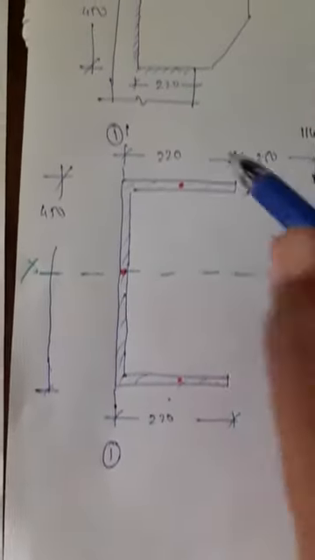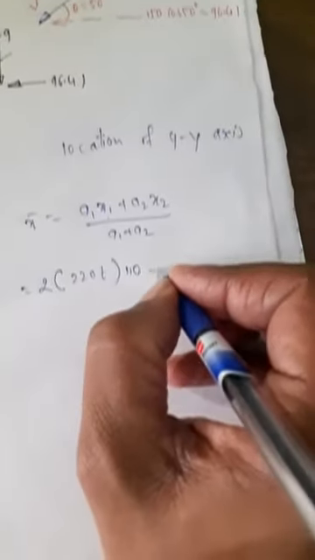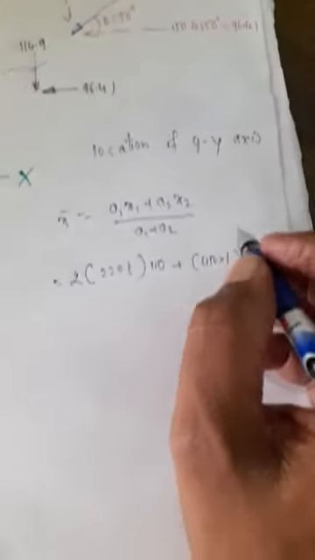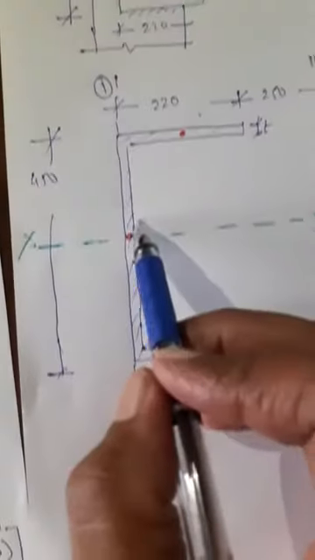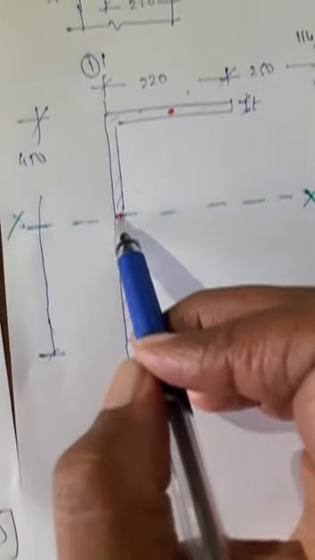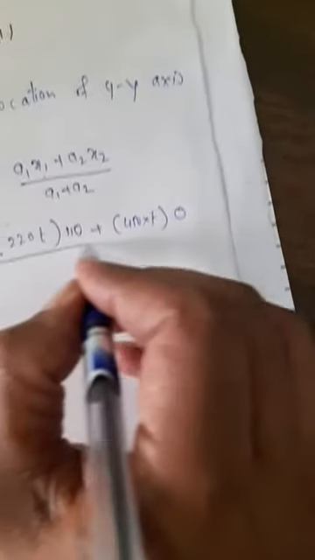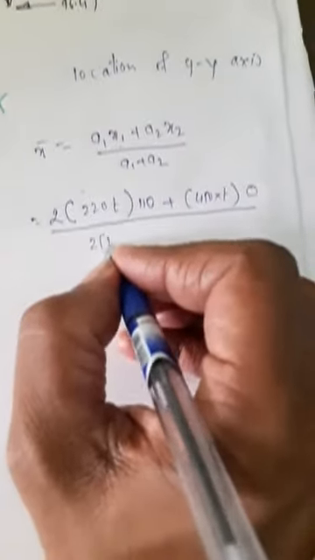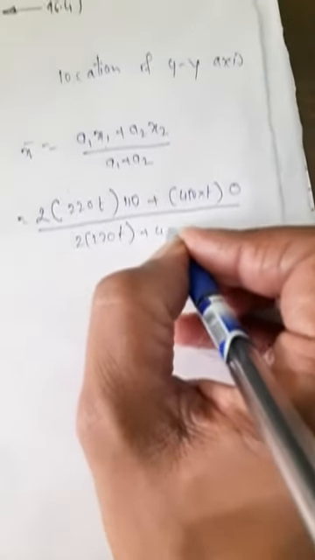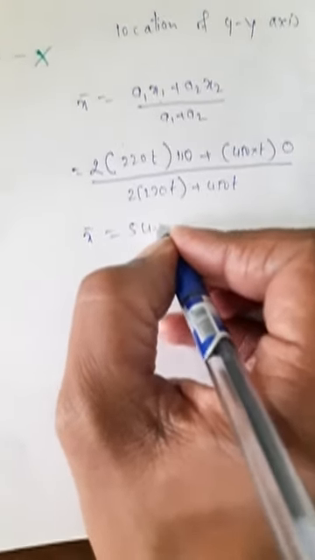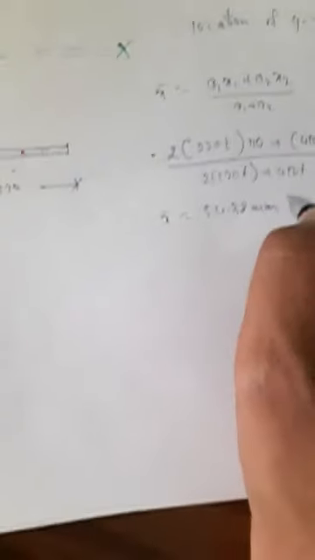Now if you look at this diagram, elements 1 and 3 are the same, so I am going to multiply this by 2, plus element 2: 450 into t. The CG of this element coincides with 1, so the distance is 0. Whole divided by 2 into 220t plus 450t. X bar, we get the value 54.38 mm.